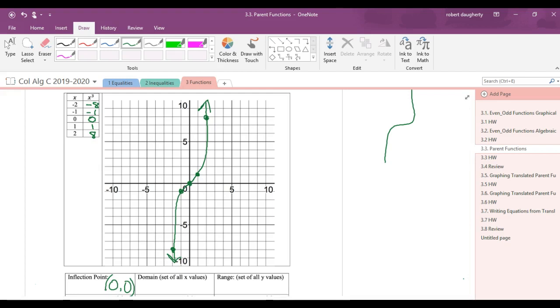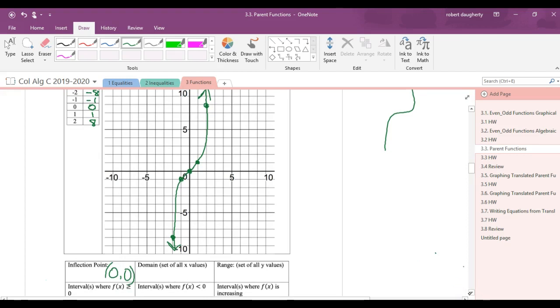The domain is the set of all x values. So keep in mind this graph, even though it's doing this, it keeps on going in this direction. How far? Forever and ever. This direction, forever and ever. So it's forever and ever in which directions? Both what? X and y, okay? So what is the domain of this function? Yeah, this is going to just keep on going forever and ever. So it's going to be -infinity to infinity. That's the domain of this function.